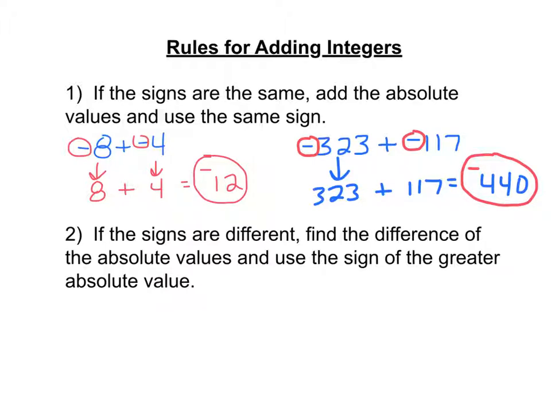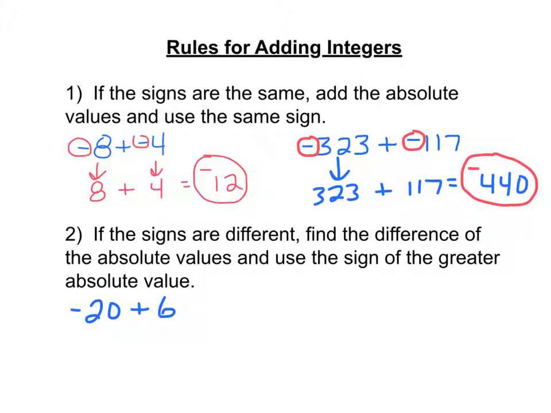The second rule for adding integers is, if the signs are different, find the difference of the absolute values and use the sign of the greater absolute value. For instance, if you were given negative 20 plus 6, and that's understood to be a positive 6.